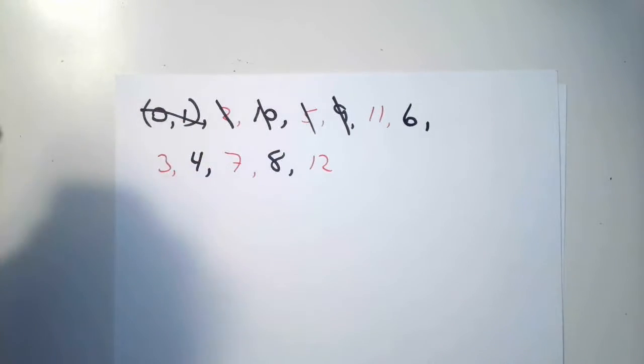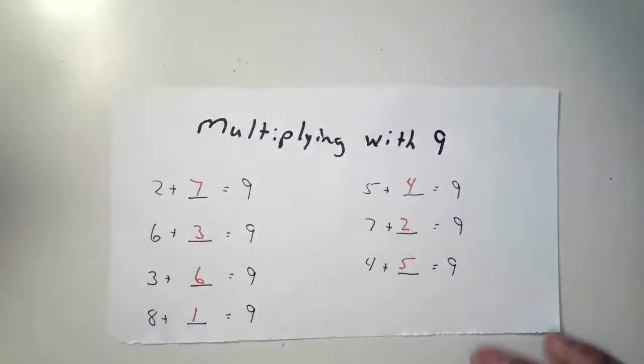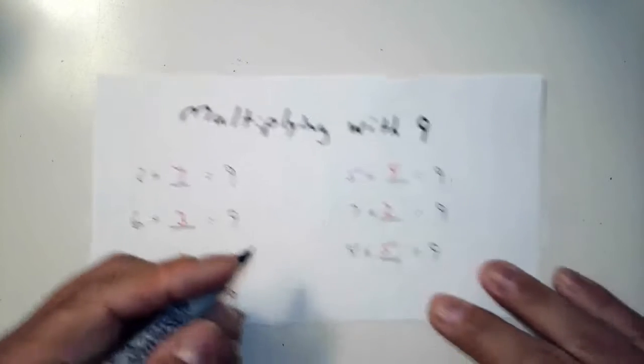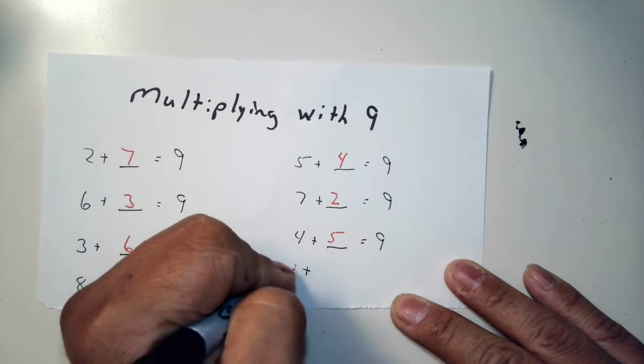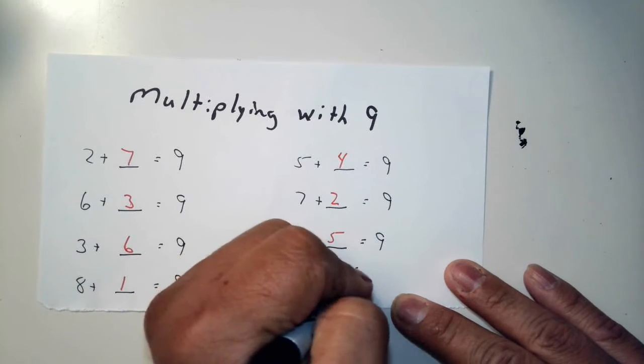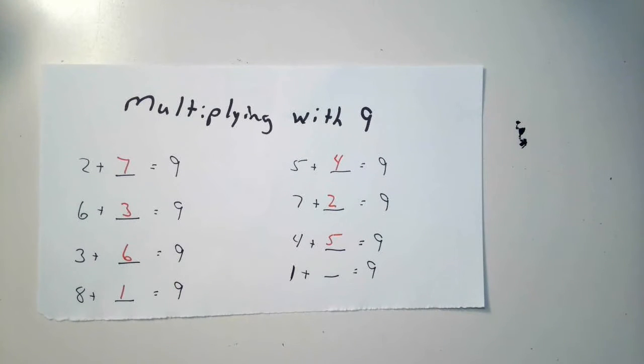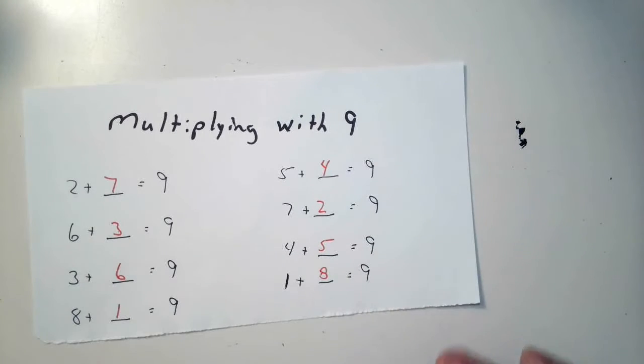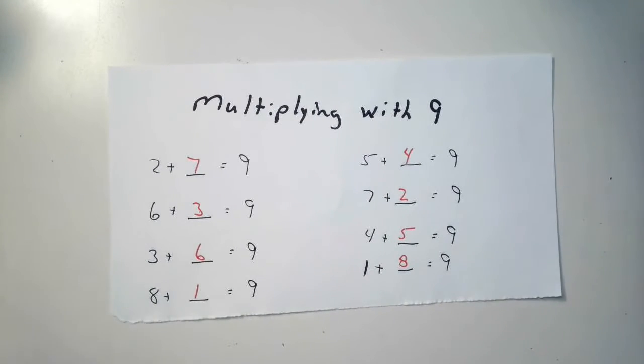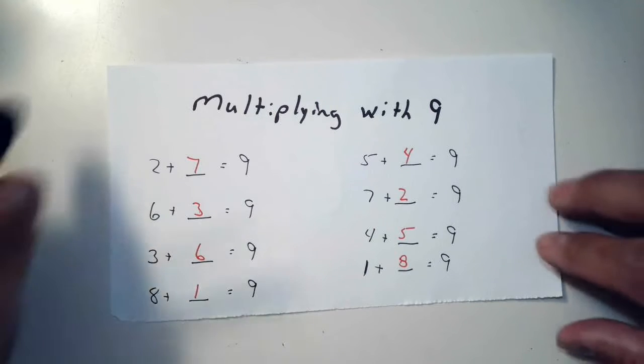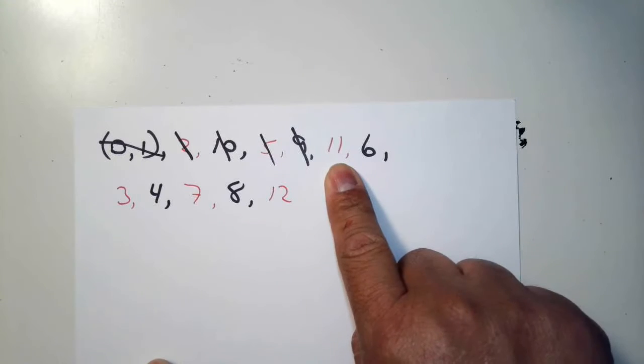Now, before I go on to this one, I just need to correct something real quick. As I was reviewing the video for the 9s, I actually left one of them out. This one. I'm so sorry. So 1 plus what equals 9? 8. Okay? Right here, this is what you need to memorize in order to be successful with your 9 times tables. Now, having said that, let's move on to our 11s.